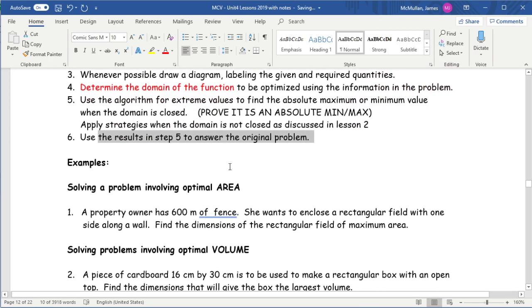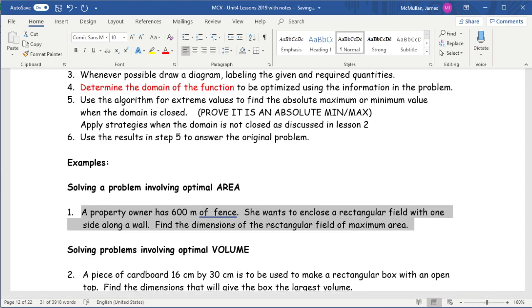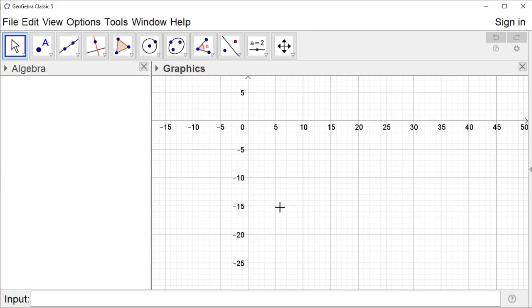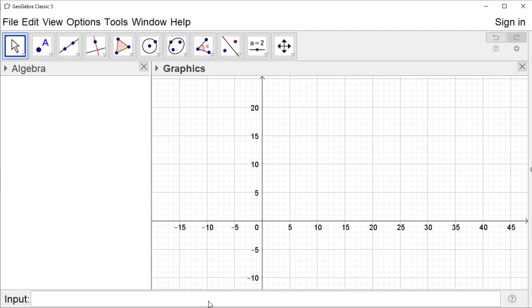So let's take a look at a simple one first. One that you already know how to do. You probably just haven't thought of it in terms of calculus and optimization before. It says a property owner has 600 meters of fence. She wants to enclose a rectangular field with one side along a wall. Find the dimensions of the rectangular field of maximum area. Okay, so first we should acknowledge that there are many ways to use 600 meters of fence, but only one way to use it optimally, which is to say the best possible use.